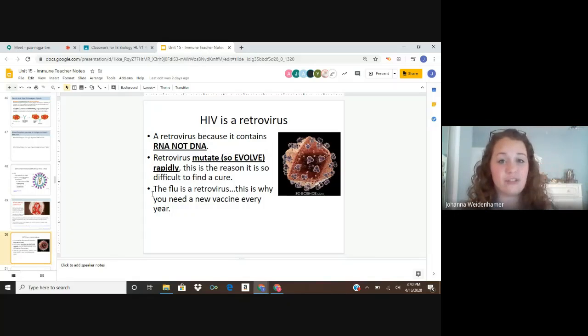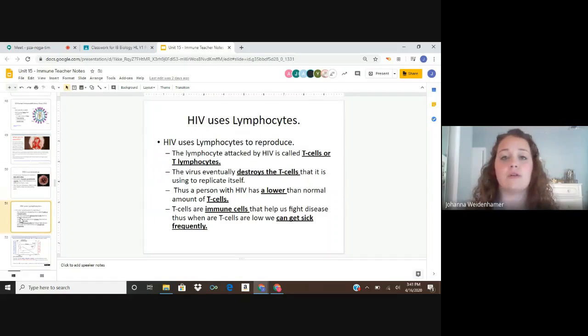Just like the flu is a retrovirus, so is HIV. And you can think that, okay, with the flu, each year there's usually a new vaccine for the new strain of the flu. And that's exactly how HIV is. It's a virus that continually and rapidly evolves, making it hard to find a cure. And in addition to that, you can jot down these notes in that same spot.